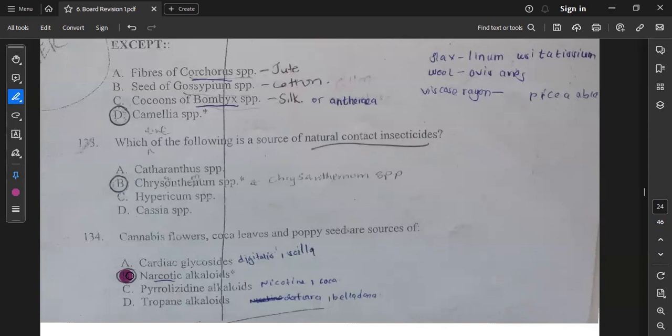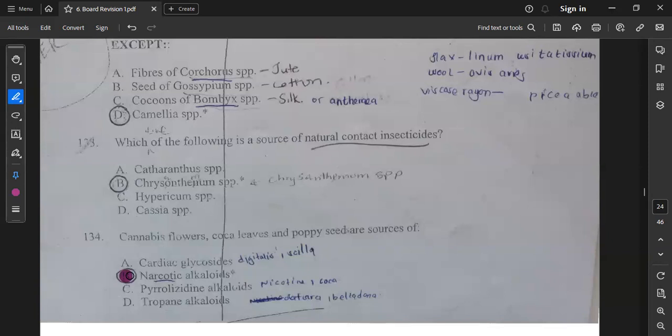Tropane alkaloids, examples of tropane alkaloids. Maybe 3 or 4, I don't know. Atropine. Yes, good. Pyrrolizidine alkaloids. Someone look that up.